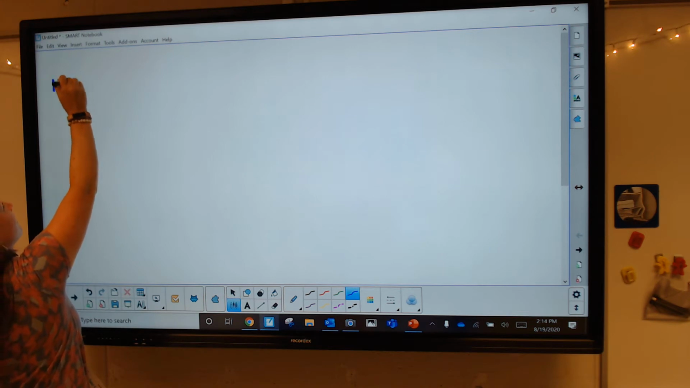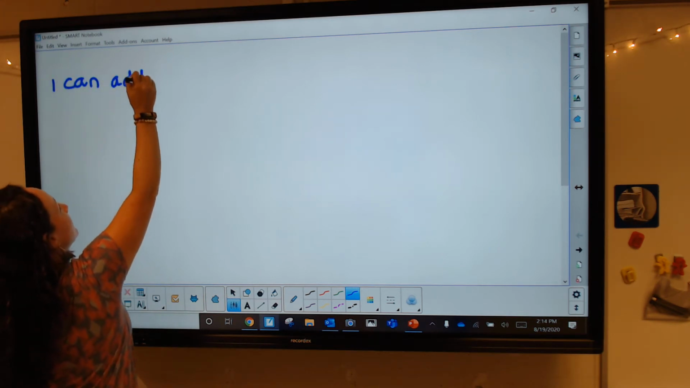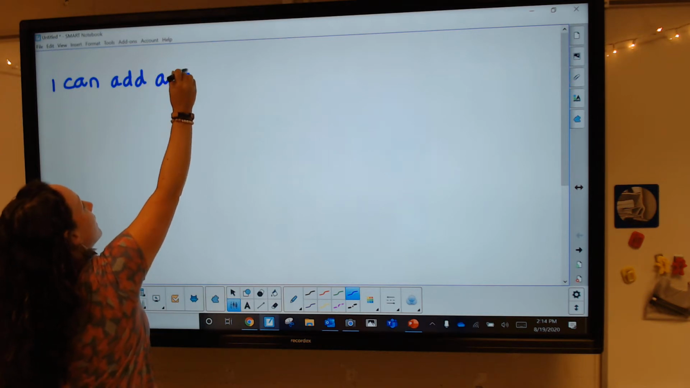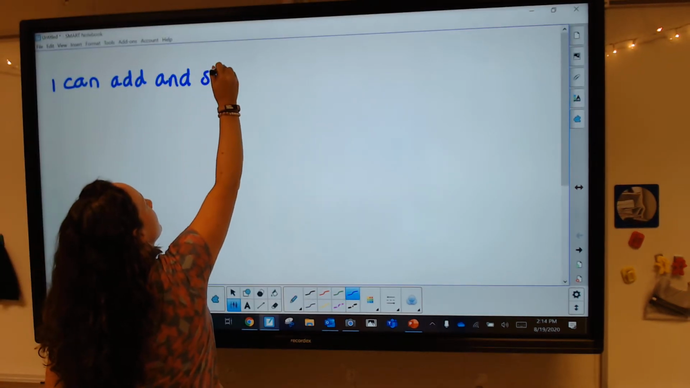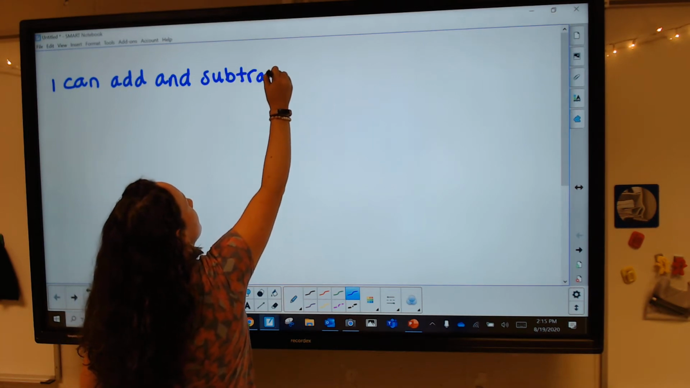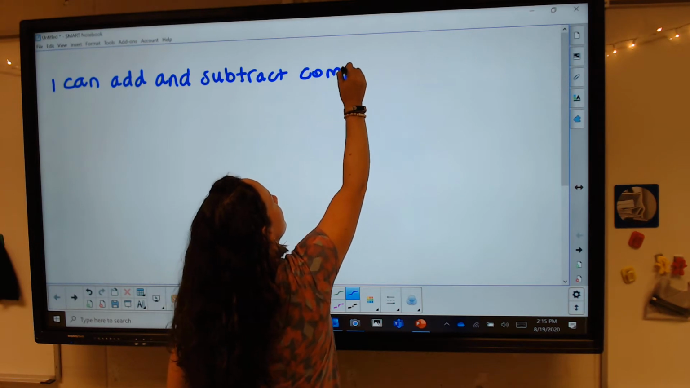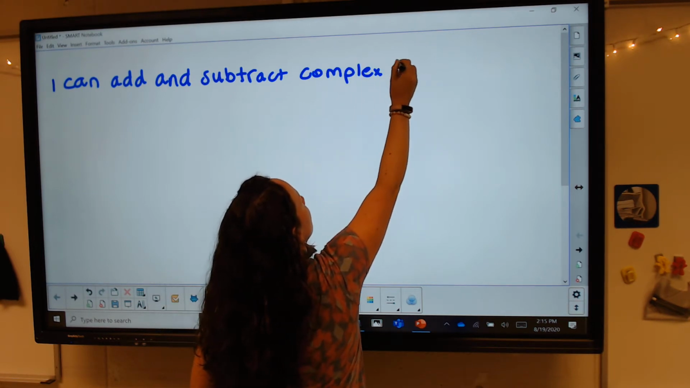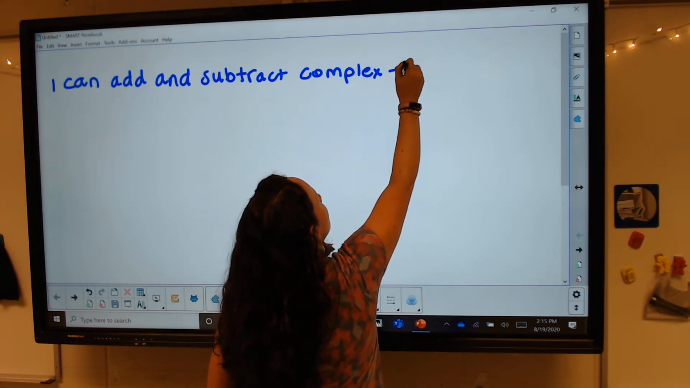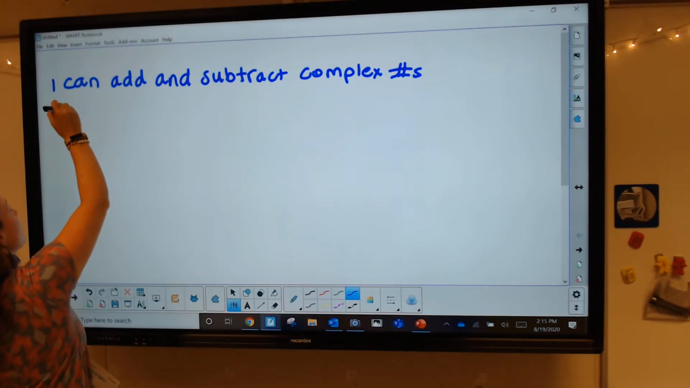I can add and subtract complex numbers. And this will be notes number 3.